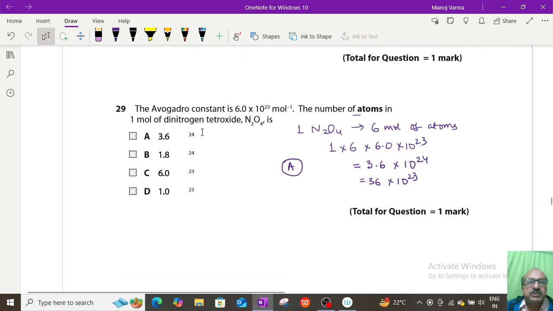29 is a similar question. The Avogadro constant is 6 into 10 to the power 23. What is the number of atoms in 1 mole of dinitrogen tetroxide? So once again, see that in 1 mole of dinitrogen tetroxide we have 6 moles of atoms, 2 of nitrogen, 4 of oxygen. So if it is 1 mole, then the number of atoms will be 6 moles multiplied by the Avogadro number, which gives me 3.6 into 10 raised to 24, which is the answer A.